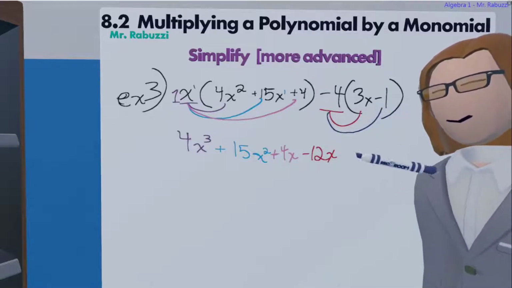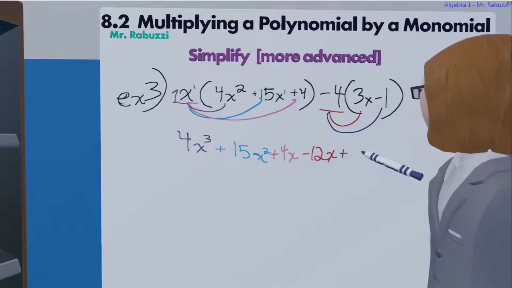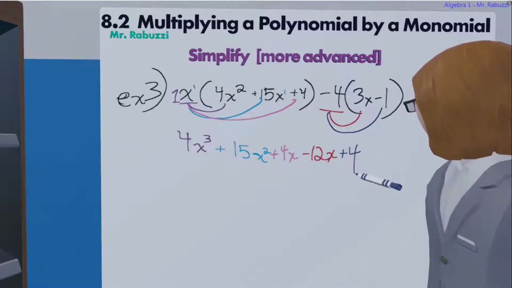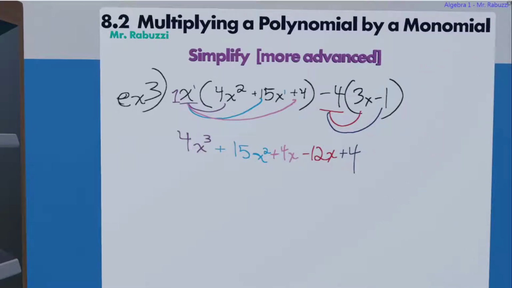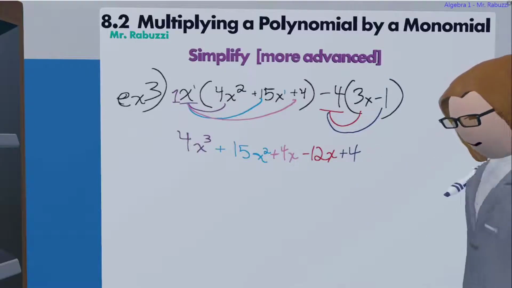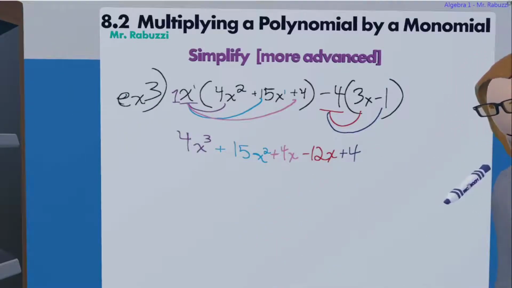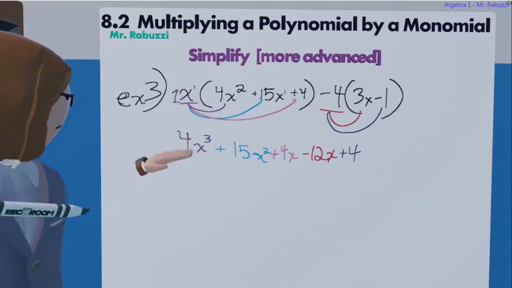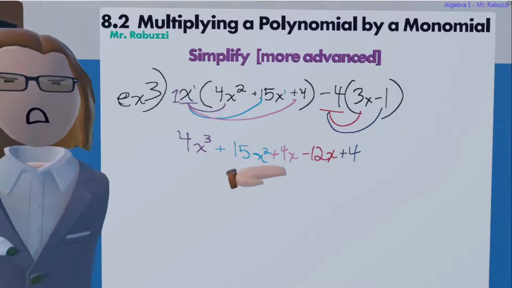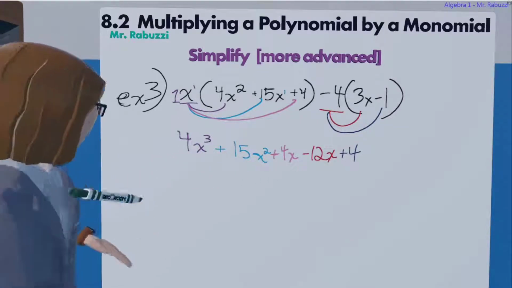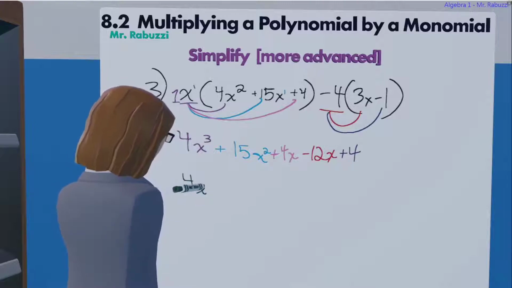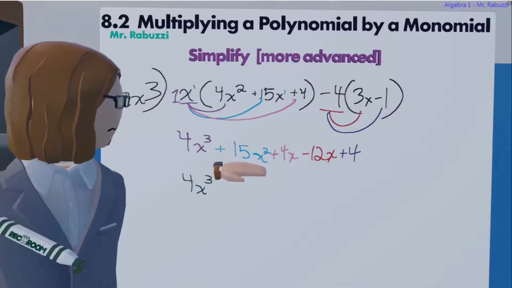Negative 4 times negative 1. Negative times a negative is positive 4. All right, so this is the answer, but it's not the cleanest answer, right? We want to simplify, so we don't want two different terms that have x in them. We have only one term with x cubed, and there's no other x cubed, so we can't add it to anything. So it's done. Put it down in our final answer.